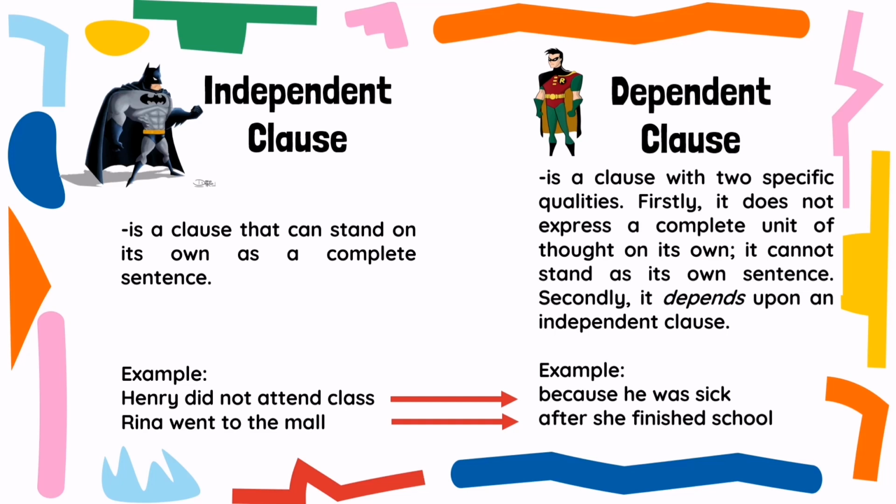Mapapansin nyo, kulang yung thought ng mga example na to kasi nga dependent siya. Kailangan niya muna ng independent clause para mabuo yung thought. So, pagdugtungin natin yung sample ng independent tsaka ng dependent clause. Henry did not attend class because he was sick. So, dahil magkadugtong na yung independent tsaka dependent, complete thought na siya. Another, Rina went to the mall after she finished school. So again, kompleto na dahil yung dependent clause, nalagyan na natin siya ng independent clause. So kumbaga sa superhero, ang independent clause ay si Batman at ang dependent clause naman ay si Robin.